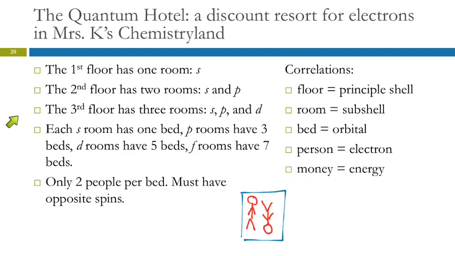So as the electrons come to stay in this hotel, they're cheap. They're not here to enjoy the luxurious hotel. This is a discount resort. They're off to do other things during the day. They've got to sleep like this. This is not fabulous. They're cheap. They want the cheapest room possible. So they're going to fill up that 1s room first, 2 people. Then they're going to fill up the 2s room, then 2p. And so they fill in the order of increasing energy. Any questions?